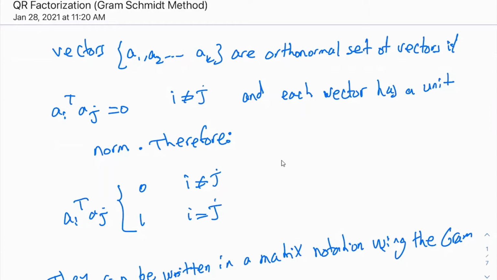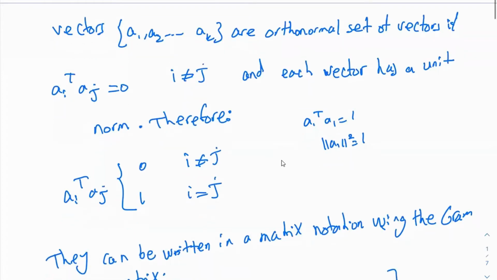Before talking about the QR factorization, let's talk about orthogonal matrices, or matrices with orthonormal columns. Assume I have vectors a1, a2, to ak that are an orthonormal set, meaning that if you consider ai transpose aj, you get 0 if i and j are not the same, and you get 1 if i and j are the same. So a1 transpose a1 is 1, which means the norm of a1 is 1. Each vector has a unit norm and is orthogonal to the other vectors. That's the definition of orthonormal sets.